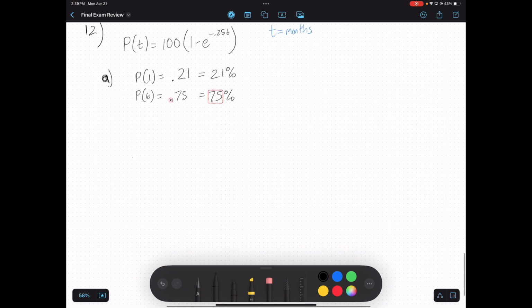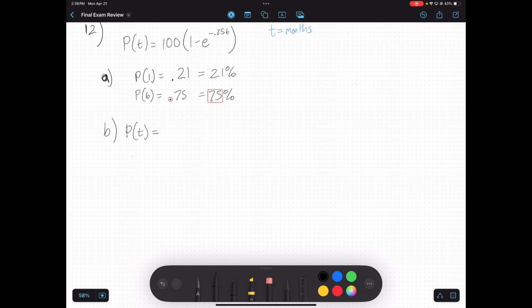Part B. Part B just asked me to find the derivative. So this is good practice of remembering my derivative rules for exponential functions. So I want to find the derivative.